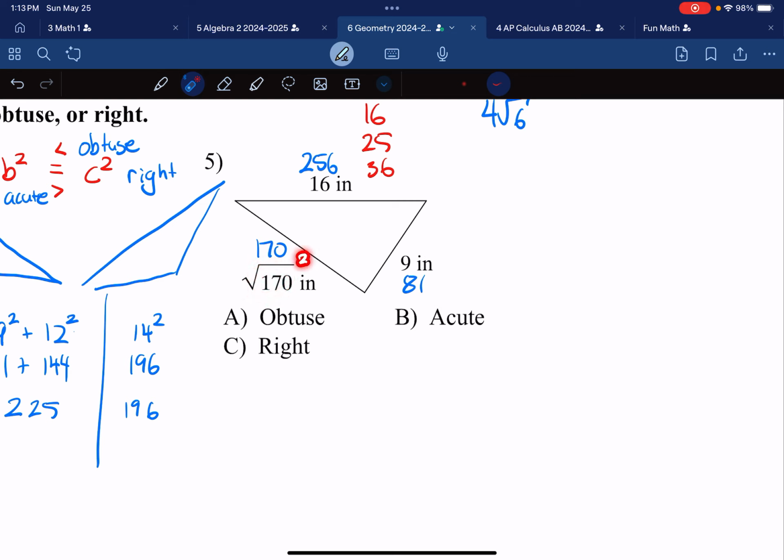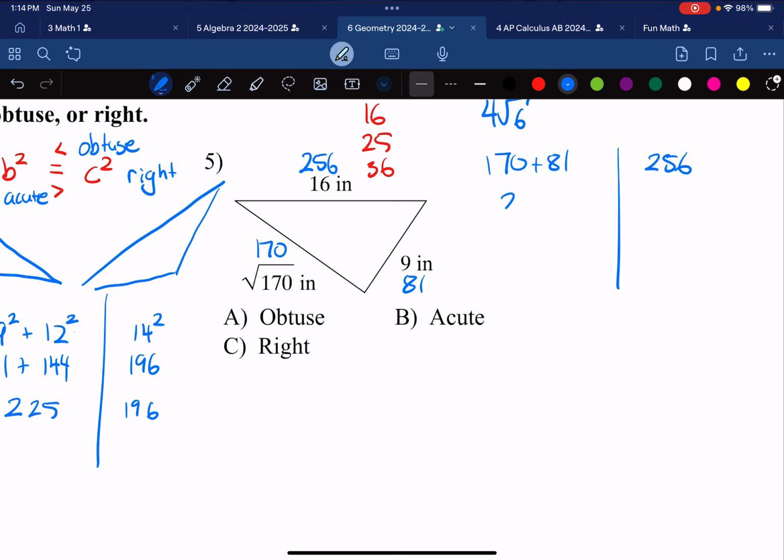When you square a square root, these two cancel each other out, leaving behind the 170. Hopefully you have 16 squared memorized. And which of these three numbers after being squared are the largest? 256 is the largest, so that's one that's going to go on the right, 256. And then these other two are going to be added, 170 and 81. Adding these together is going to be 251. So which one is bigger, 251 or 256? Oh, the hypotenuse one. If the hypotenuse wins, then we have an obtuse angle. So let's go ahead and say option A.